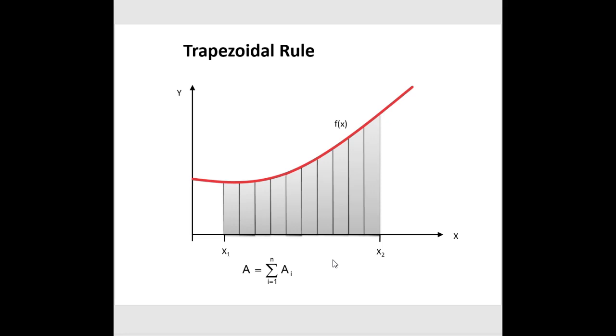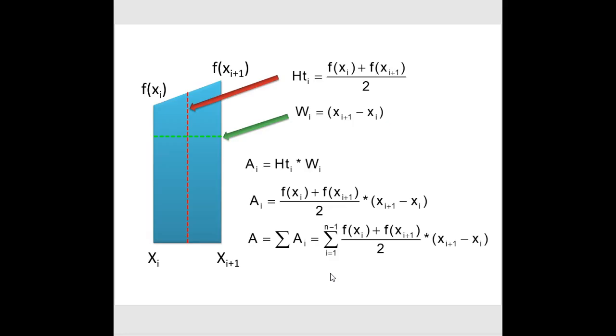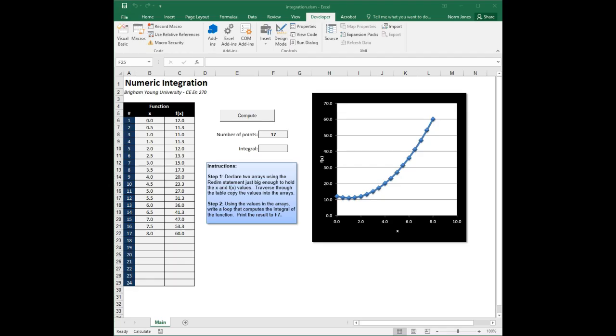We have to pay attention to the indexing when we go to solve our problem, and I'll come back and talk about that later. But basically, we are going to use Visual Basic arrays to solve this problem, and we're going to do that in a multi-step process. To begin with, step 1. Declare 2 arrays using the ReDim statement, just big enough to hold the x and f of x values. Traverse through the table, copy the values into the arrays.